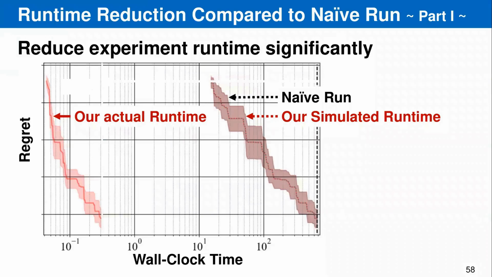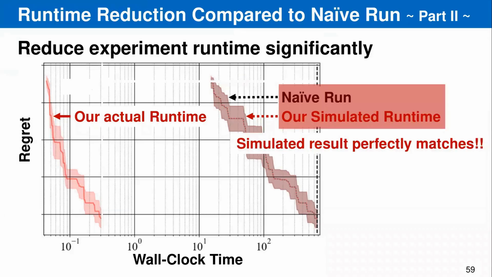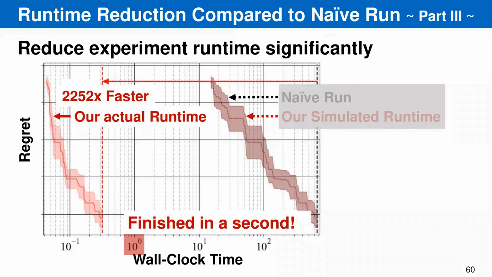Now, I show the performance benchmark of a naive implementation and our wrapper. The x-axis is the wall clock time, and the y-axis is the performance, which is better when it's lower. The first point is the two lines at the right part of the figure. Although it's hard to see, these two lines completely coincide, and it means that our wrapper perfectly reproduces the same result as the naive implementation. Furthermore, the left part shows that our wrapper significantly reduces the runtime and finishes the optimization in a second while maintaining the simulation result.